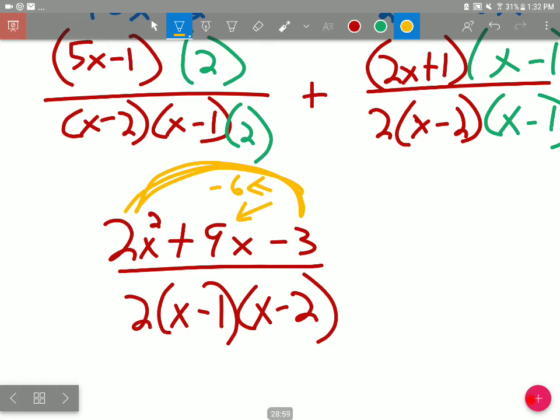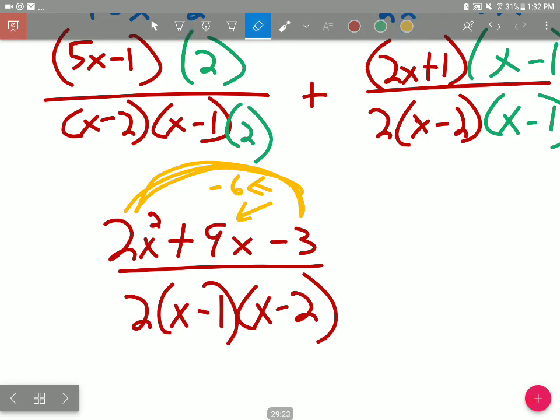So 6 times 1. Can you get a 6 and a 1 to add to 9? No. Okay. 3 times 2. Can a 3 times 2 add up to 9? No. Anything else multiplies to 6? 3 times 2 and 6 times 1, that's it. So this is not factorable. That's a quick and easy way to know if you can't go any further, rather than just pulling out your parentheses and trying 14 things and freaking out.